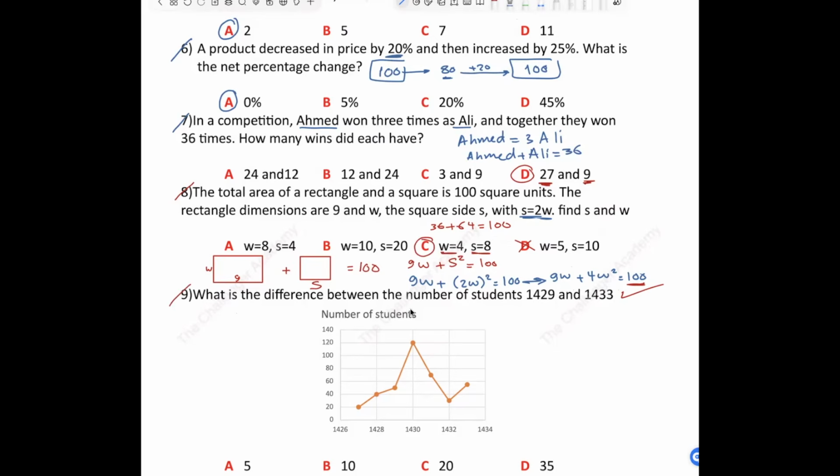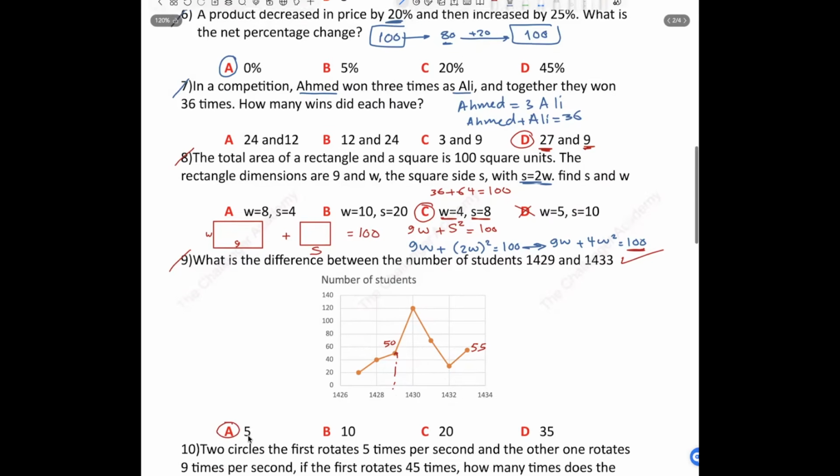What is the difference between the number of students in 1429 and 1433? Check the graph. This is 1429. It lies between 1428 and 1430. So this point is 1429, so it's 50. And 1433, I think it's less than 60, so I think it's 55. So for the difference between them, you just subtract 55 minus 50, which equals 5. The answer is A. Let's move to the next question.